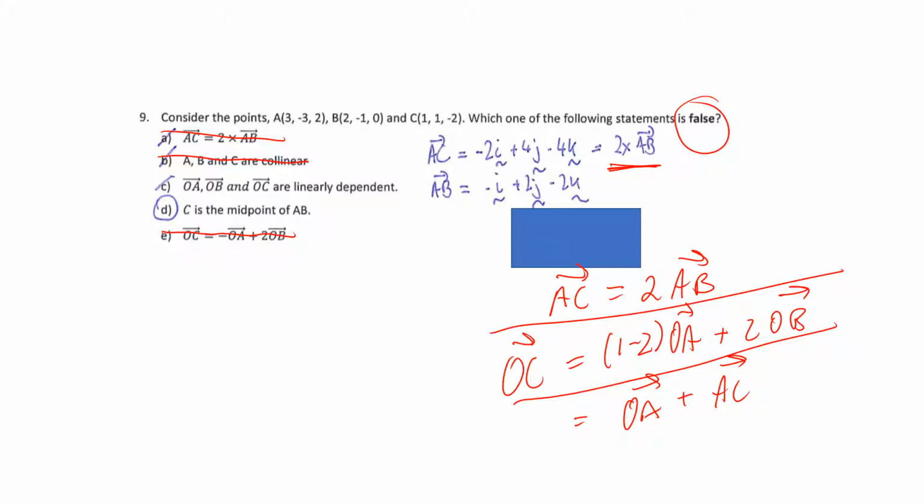And of course, inbuilt in that kind of expression is the understanding that if one vector is a multiple of the other two, then they're linearly dependent. And that leaves us with D. The reason why D is false is because C is not the midpoint of AB, but rather B is the midpoint of AC. So that's how you do that one.